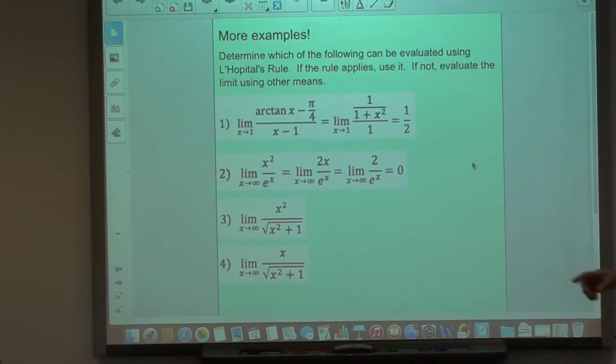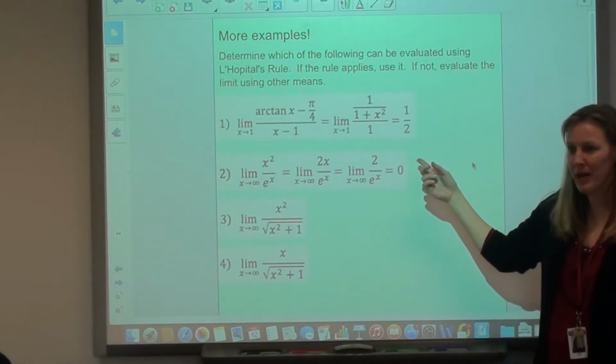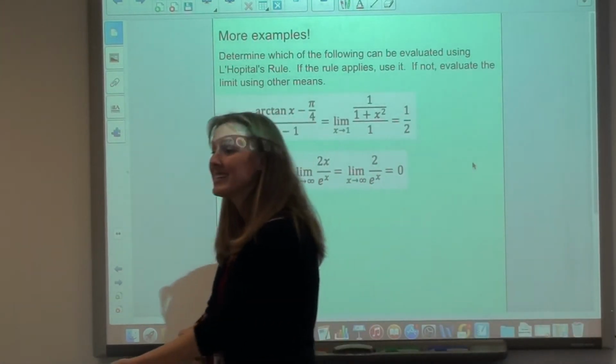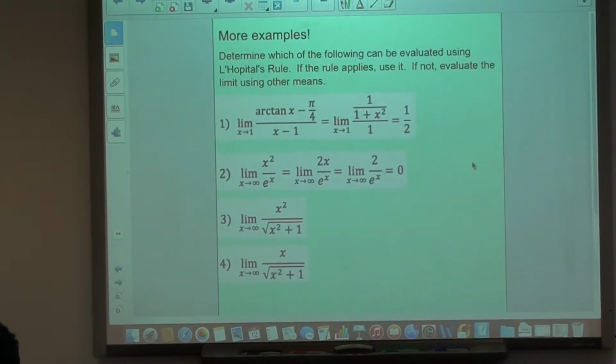Remember when you have a constant over infinity, that's essentially 0, right? So if you get infinity over infinity, is that now 0? No, that means you have to L'Hopital again, but we'll just do one. It depends on the degree of infinity. Okay, number 3.